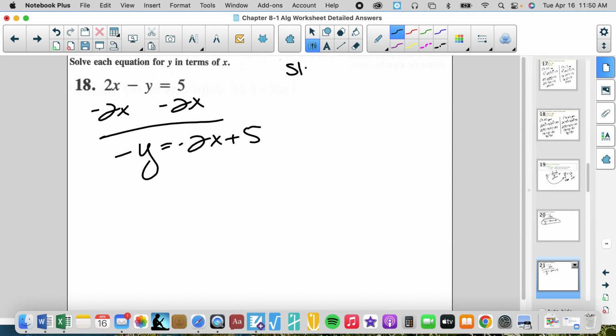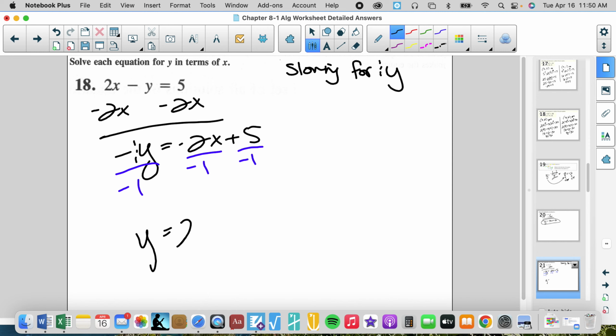Remember, I'm solving for y, which has a coefficient of 1. This has a coefficient of negative 1 at the moment. So I am going to divide by negative 1. And when I divide by negative 1, I have to divide each of the terms on the right side by negative 1. So we get y equals positive 2x minus 5.